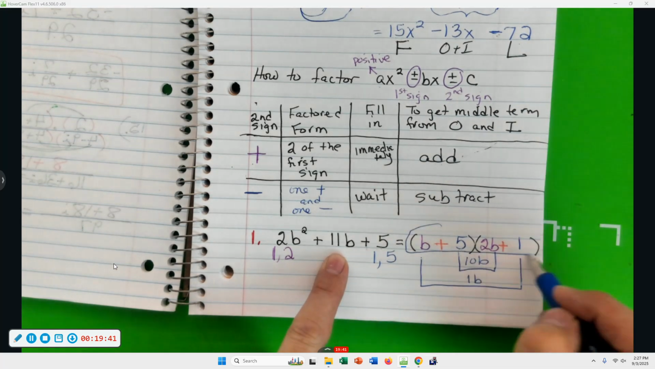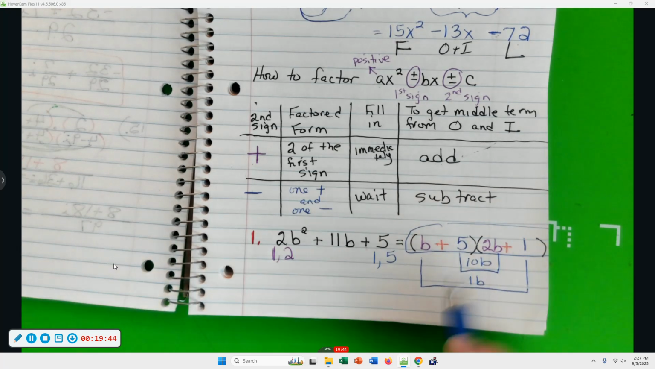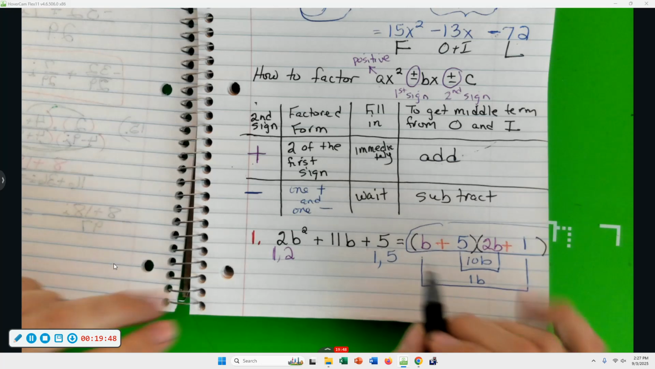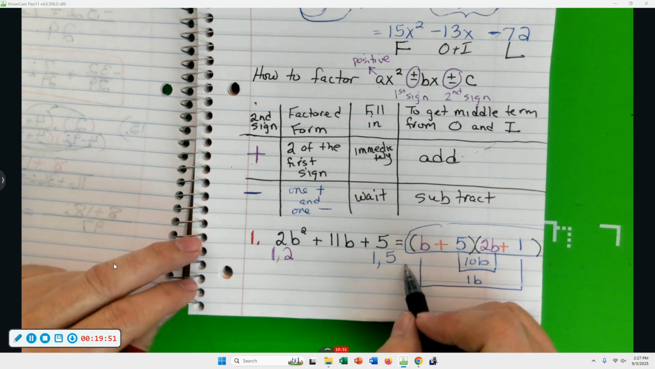Sometimes the little marks right here give students trouble. What I'm doing is just foiling out, okay? But I'm only foiling out the outer and inner.